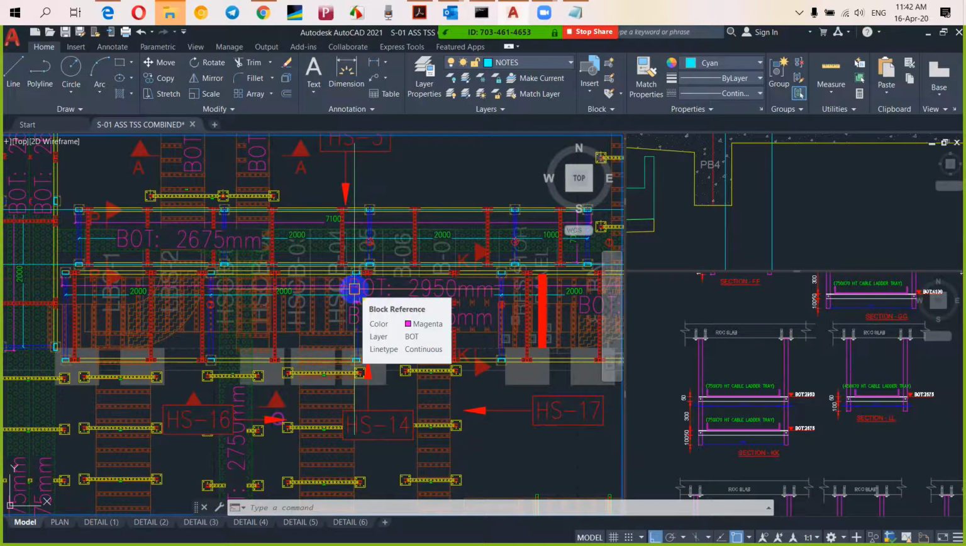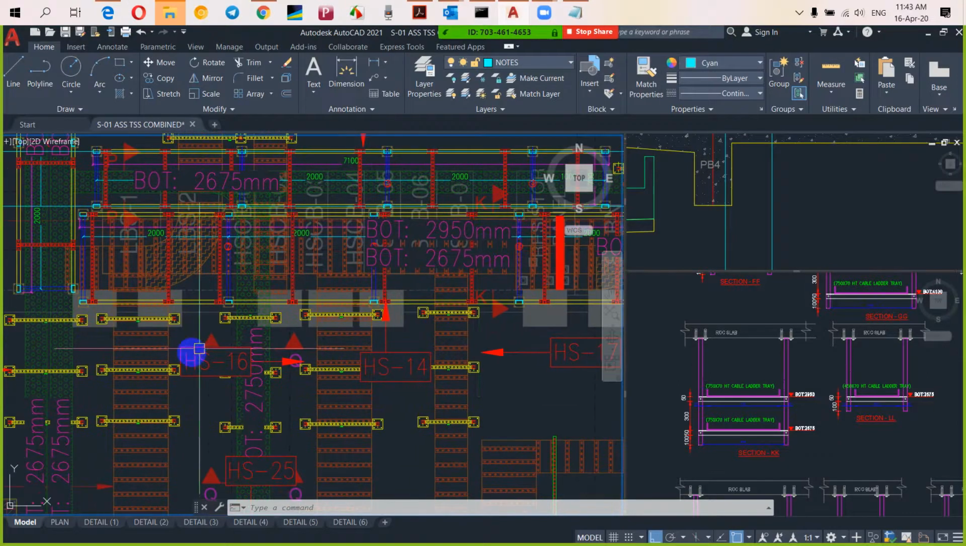For us, the constraint is only the tray position. You can retain it. The support you can shift here and there based on your convenience. We don't have any issue. But please ensure the tray position is retained as per our input. This is our request. Okay, 50 mm shifting is acceptable to us. No issue. So about 50 mm, I will do the detailing and we'll see.